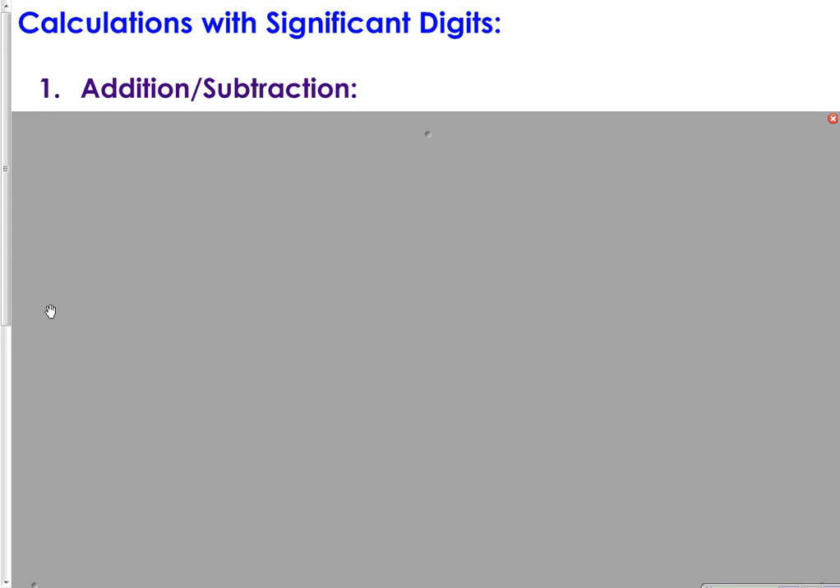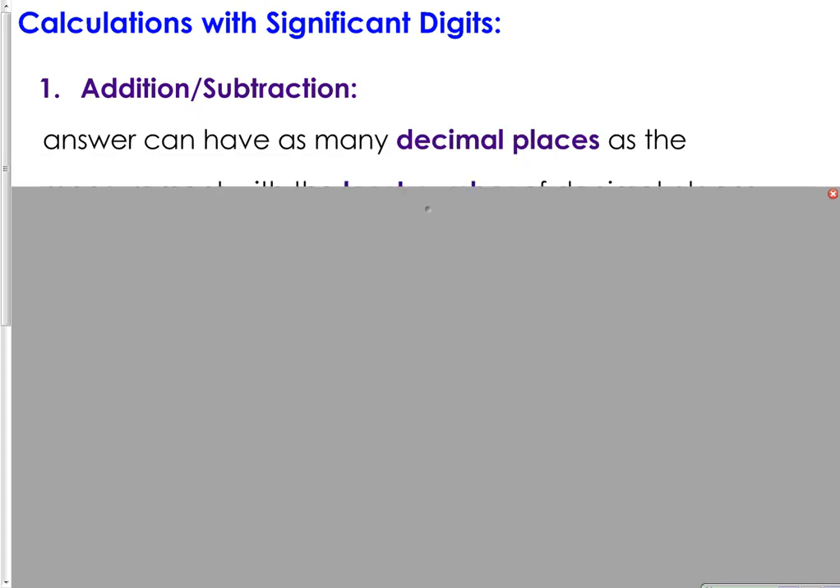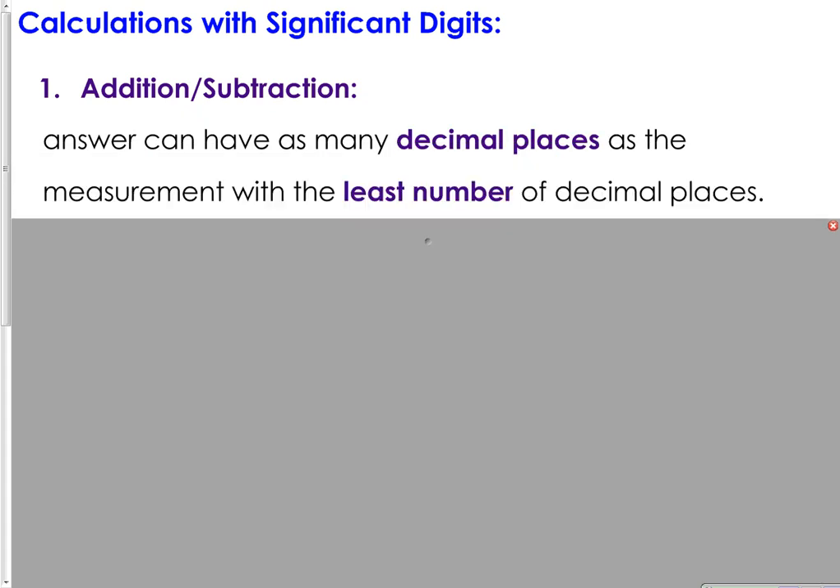Now, the rule for this video is how to add and subtract measurements. What you want to do is pay attention to decimal places. After you've added or subtracted numbers, your answer can have as many decimal places as the measurement with the least number of decimal places. Now, it's important to practice that.